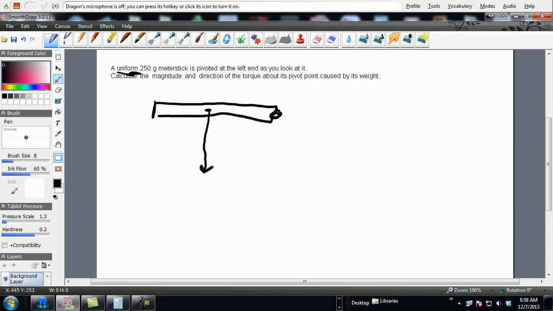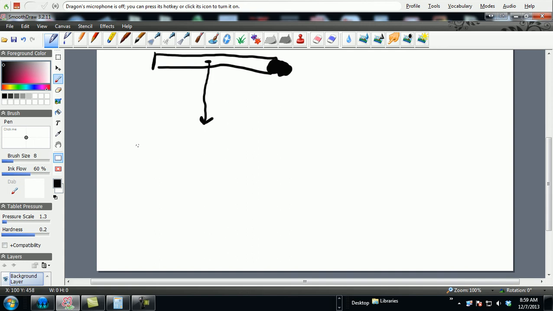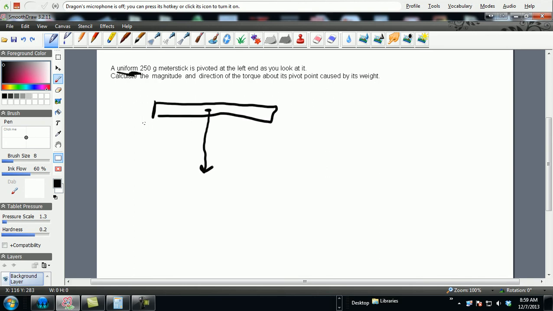The pivot point is on the right. Sorry, misread that. The pivot point is actually on the left end. So let's undo that. Okay, the pivot point is actually right here on the left side. If that's where it's going to pivot, this thing is going to rotate which way? Clockwise. My force is F equals mg.